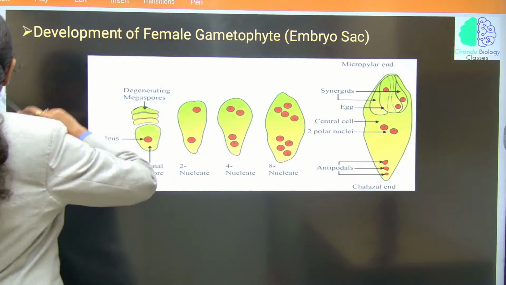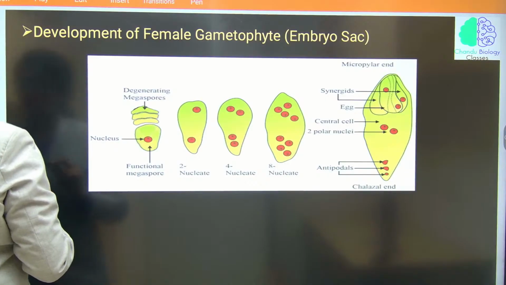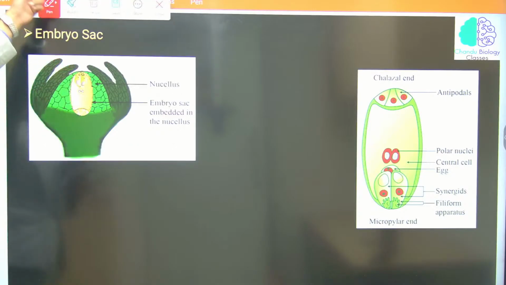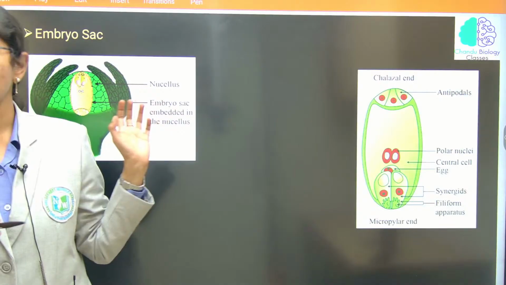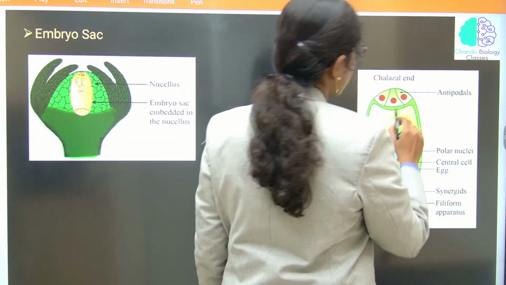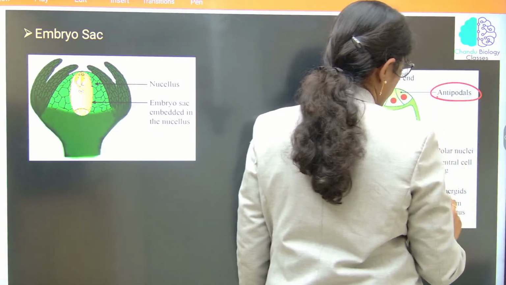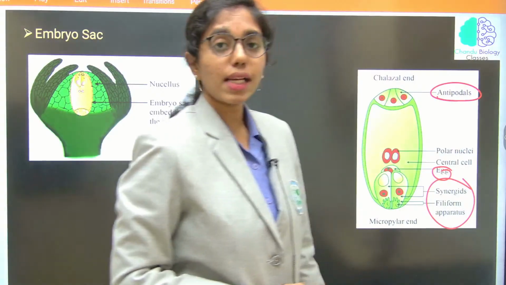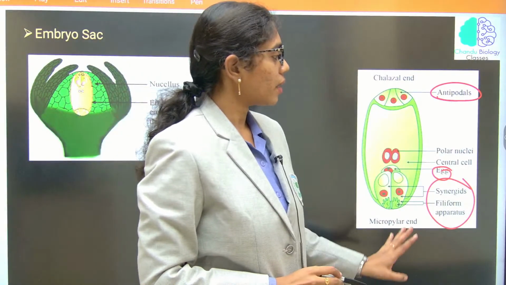And then look into the structure of the embryo sac. Now you have it clear. First I'll explain the pollination as well, how it happens. Here you see the antipodal cells, which are vegetative cells, and the egg cell together called the egg apparatus, and the central cell.